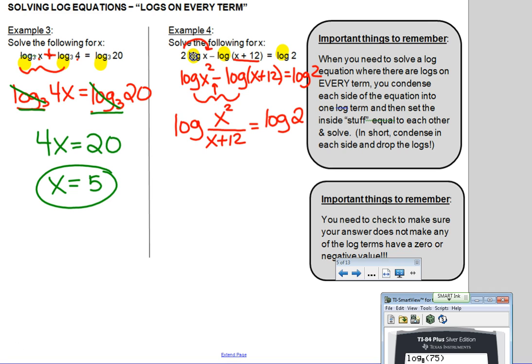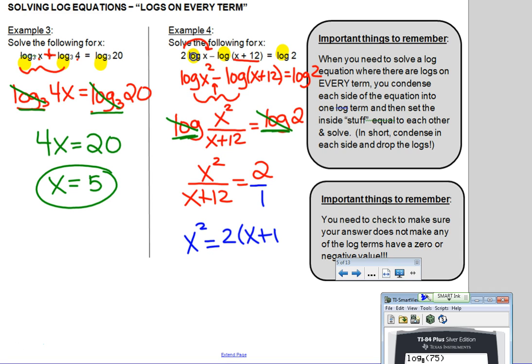Okay, once you combine them, I have a log on both sides that match. They're both matching logs. So I can drop the logs, and I can now continue to work with the remainder of the problem and solve like normal. All right, well, if I put this over 1, I can cross multiply. And then solve like normal.